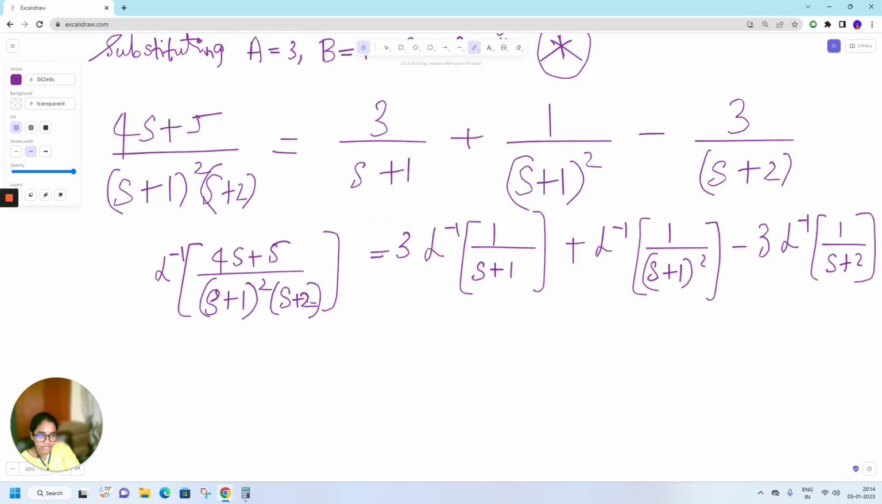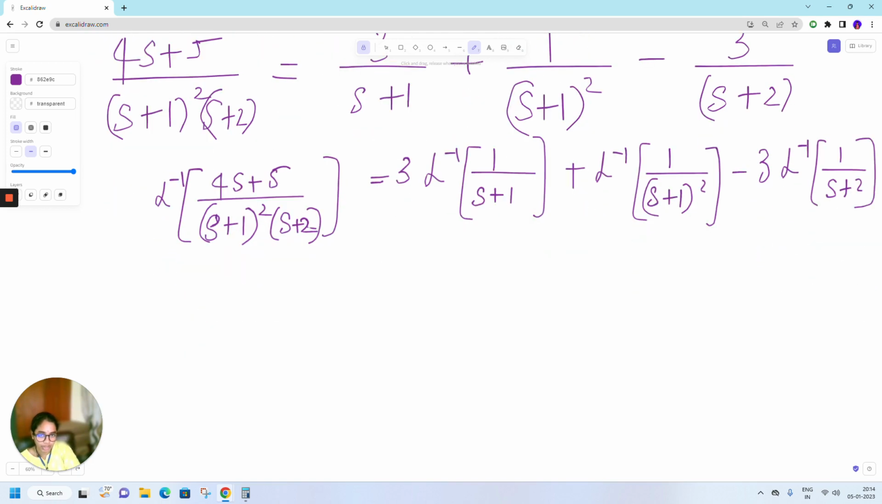Yes, for the first term and the last term we have a direct formula. What is that formula? Laplace inverse of 1 divided by s plus a is equal to e power minus at. So this would be e power minus t. This would be e power minus 2t. How about the second one? We don't have any direct formulas. Correct? What should we do for this now?